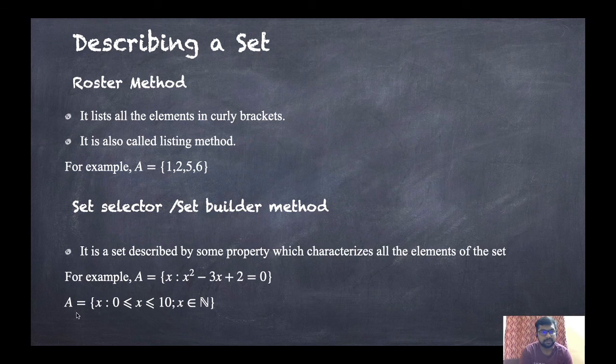Now next, A equals the set of all x such that x is between 0 and 10, including both, and x belongs to N. So this is the property form, the set builder method. So how many elements will be there? 0 to 10, but x belongs to N, so 0 won't be there. So 1 to 10, so this will be the answer.